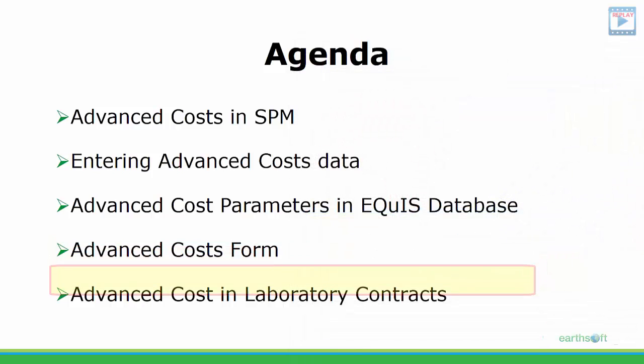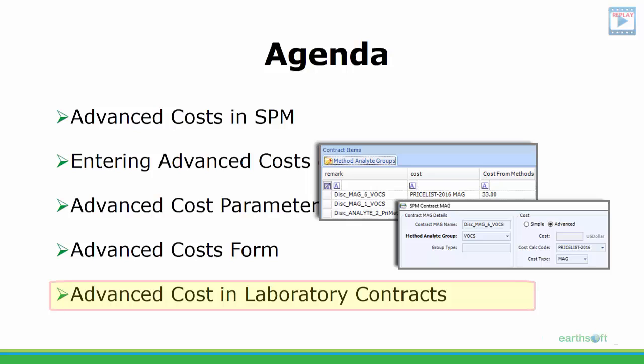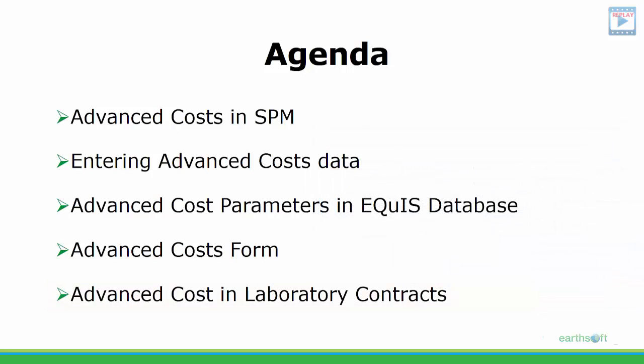And last but not least, we're going to explore the advanced costs in laboratory contracts, because once we do that, all the data that we've been previously entering in the database, which is defining the advanced cost parameters, is going to be calculated. Running that through laboratory contracts and through the SPM task, we actually can populate some DT tables in the database with the cost for the samples that we are designing.